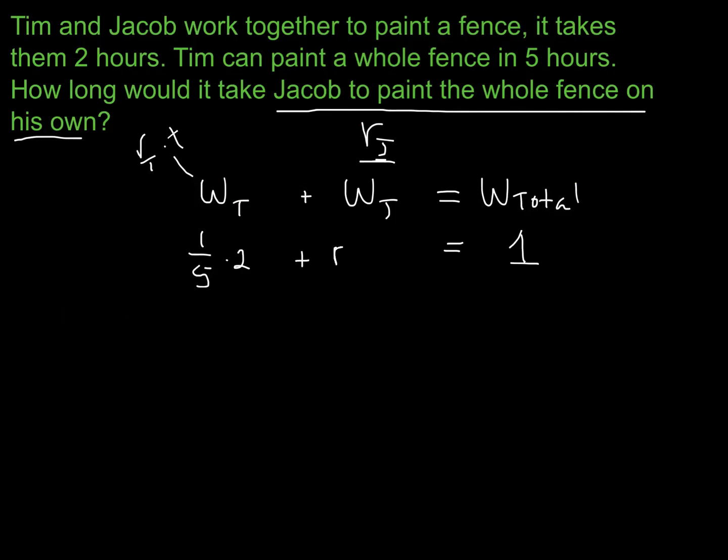That's what I'm looking for: the rate at which he's working. So that's going to be my variable, r sub j, and I'm going to multiply that by the amount of time that he works, which is 2. Eventually, when I'm all said and done, I find that the time it takes for Jacob to paint one whole fence on his own is going to be 3 1/3 hours.